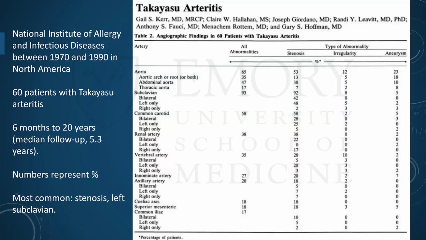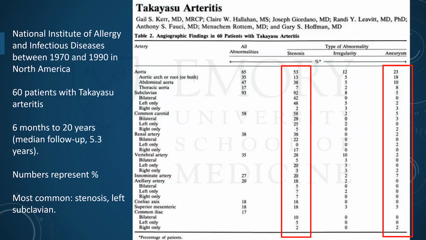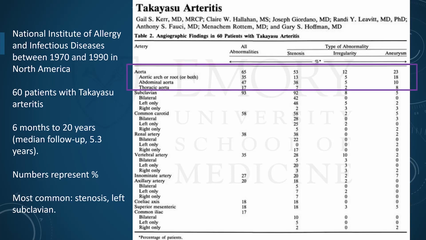So another important slide. This was a cohort of 60 patients diagnosed with Takayasu's arteritis based on clinical presentation and imaging. The cohort is from 1970 to 1990 at the National Institute of Allergy and Infectious Disease. This is a really important slide for several reasons. First, what they see by and large is that Takayasu's arteritis presents with stenosis rather than aneurysm. And when aneurysm is present, it's very likely to be in the aorta itself rather than its branches. The next important takeaway from this group was that when the disease is present in the aorta, you can see it in the aortic arch and the abdominal aorta. Really, all parts of the aorta were affected.